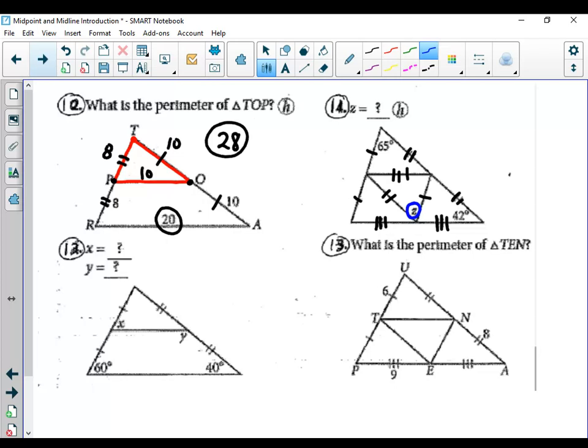Well, the 65 degrees was in between a segment that was marked with 1 and a segment that was marked with 2. So if I go to this triangle here, that should happen again. In between the segment of 1 and the segment of 2 should be 65. And notice that's what we were missing. So right away I can figure out that Z is 65 degrees. All right, why don't you guys try 12 and 13? See if you can find X and Y on 12, the perimeter of TEN on 13.